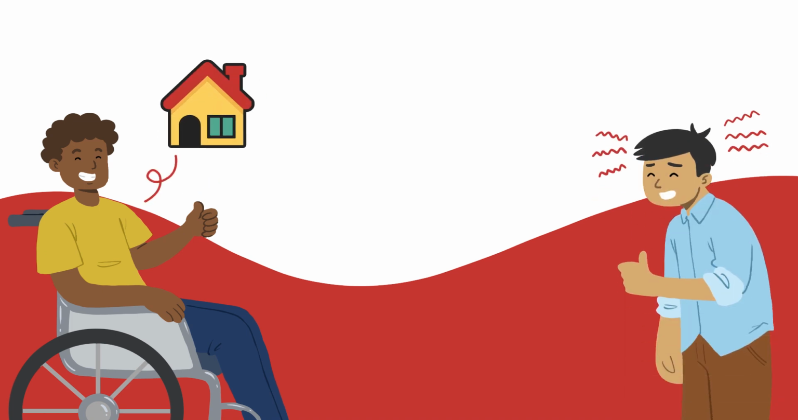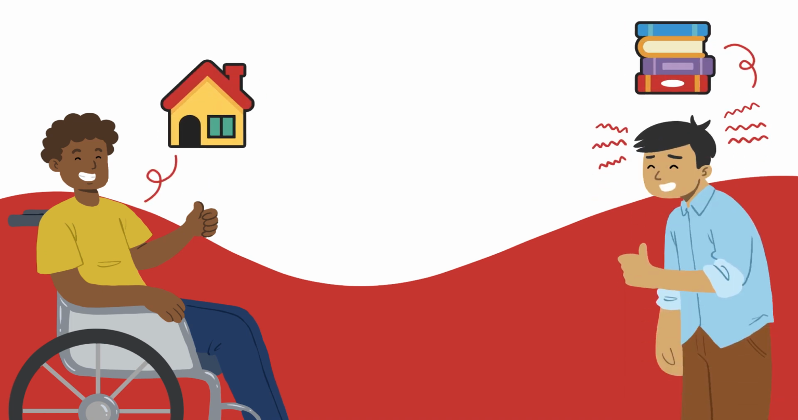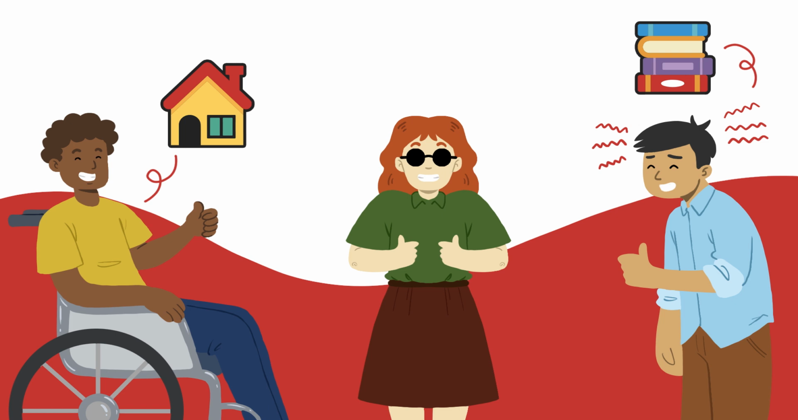A person in a wheelchair has an easier time getting to class when that class is at home. A person with chronic fatigue may be able to handle a heavier course load. A person with vision impairment can access all reading materials, participate in discussions, and more online.